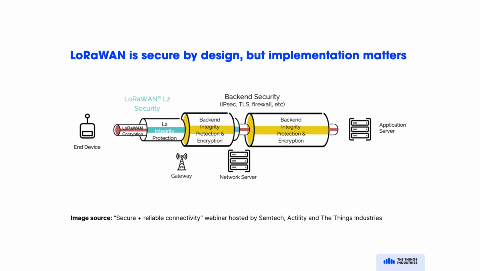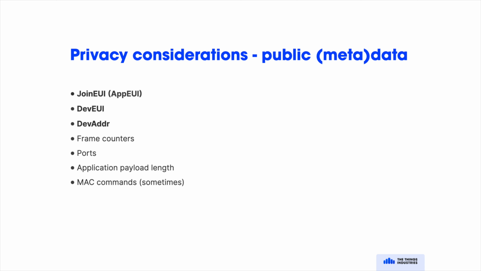For example, it's important to use a secure connection between the network server and the end application. It's also important to know what information is not encrypted. During a join procedure, join EUI and dev EUI are transmitted publicly. This means that an attacker could figure out where your root keys are stored by the join IP address. So it's important that that's secure. The dev EUI may indicate the module and version of your device.